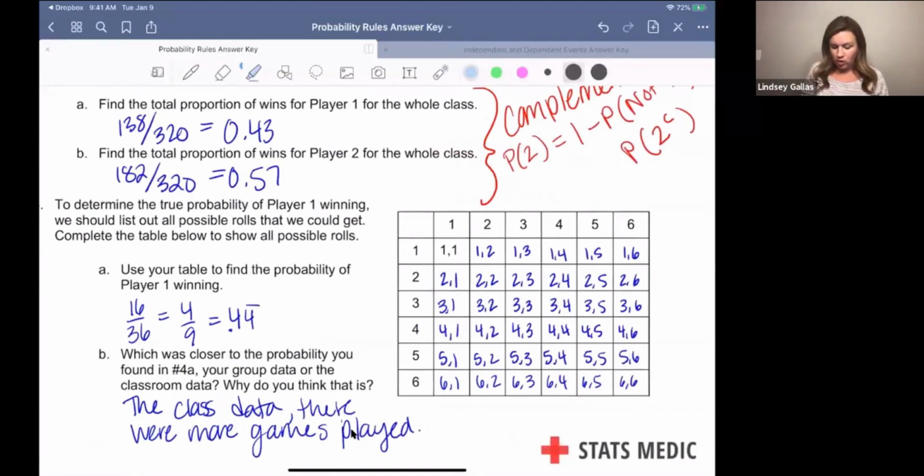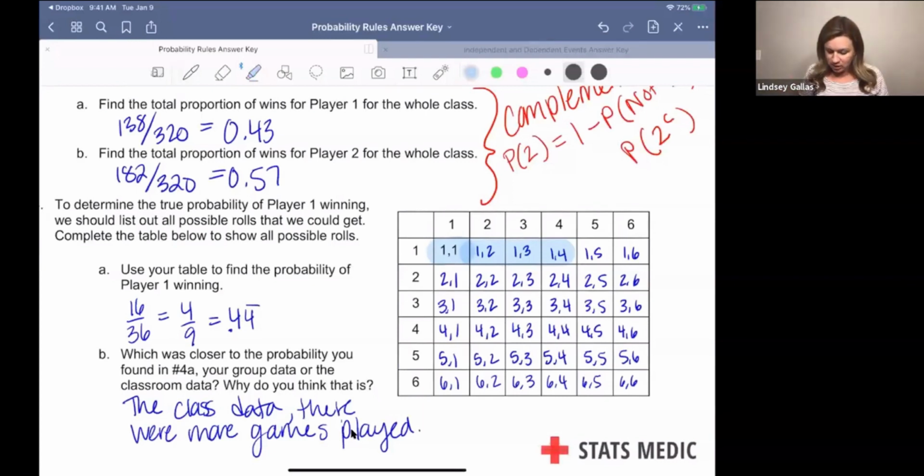So what I want to do is look at my table and say, okay, well, this first one, 1-1, who wins there? Well, player 1 wins. So I'm going to highlight that. Player 1 wins for that spot. 1-2, who wins? Well, player 1 would still win. And in fact, player 1 is going to win all the way through here. They would not win if the 5 or the 6 are showing. So 1-5 and 1-6, they would not win.